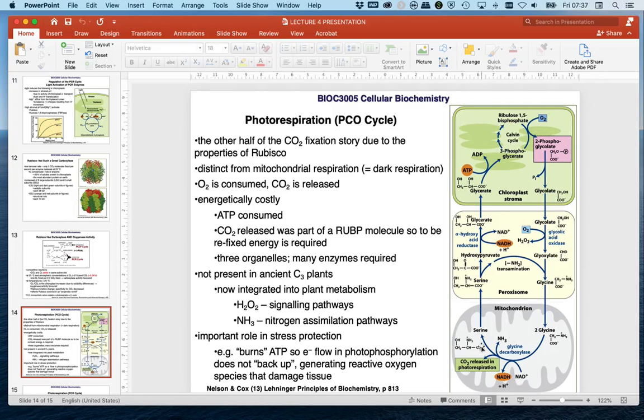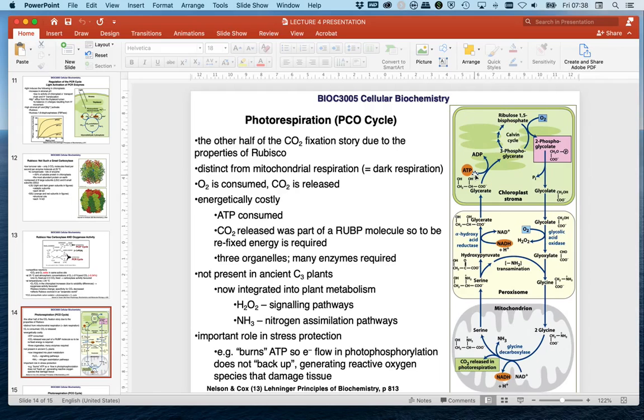Okay, so the regeneration, or the reuse, if you want to think about it that way, of the CO2 released in the mitochondria: that CO2 diffuses back into the chloroplast and then can be refixed by rubisco. But to do that, there's also a cost of ATP to regenerate the 3-phosphoglycerate, to regenerate the RuBP. Right?